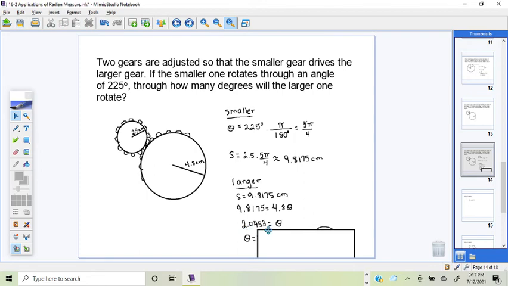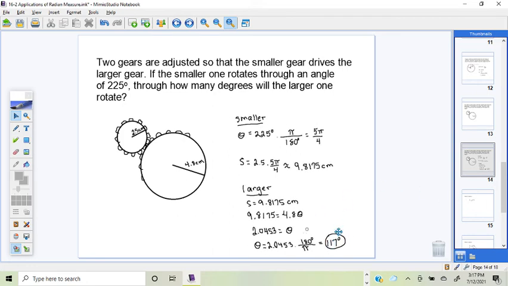But it asks how many degrees. This answers in radians, so you have to do that conversion, 180 over pi. And this one, there's no pi's to cancel out, so you'd have to do 2.0453 times 180 divided by pi in your calculator, and you should get 117 degrees. You should go ahead and try that and make sure that it worked out.